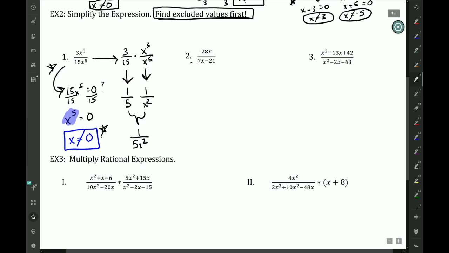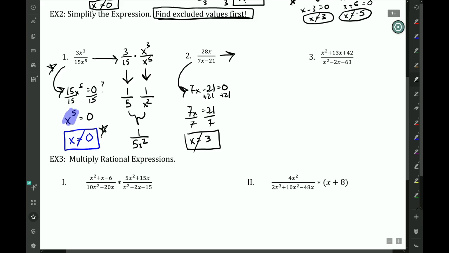Okay? This next guy. So we're going to do what first? Check for excluded values. Well, first we're going to add 21. We have 7x equals 21. Divide by 7. So what's not allowed at the party? 3 is not allowed. From there, what else did we work on yesterday? Removing common factors. x minus 3 with a 7 out front. How did I go from there to there? I removed the GCF. All this stuff is going to come back.